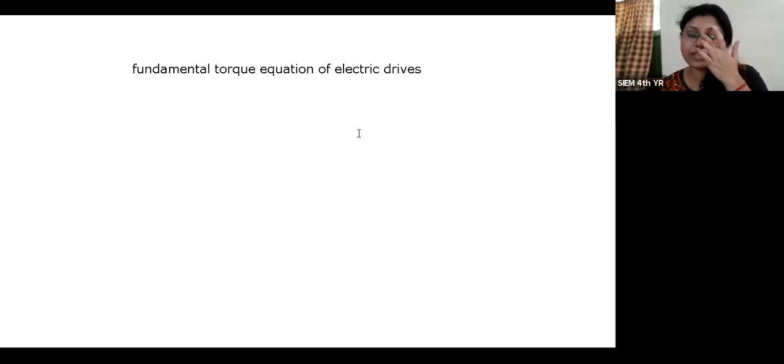Whenever we are talking about the basic torque equation, torque obviously means motor torque. There are two types of torque we get in case of electric drives. First is the motor torque, which we get from the particular motor which we have connected. And then the load torque. Load is directly connected or coupled with that motor. A torque is generated in that particular load, and that torque is defined as the load torque.